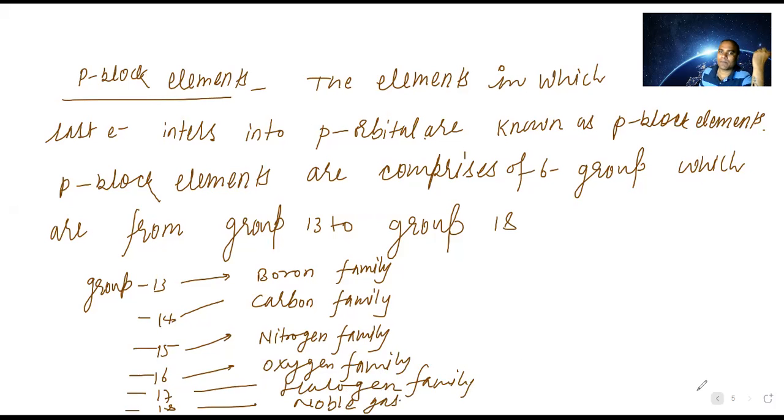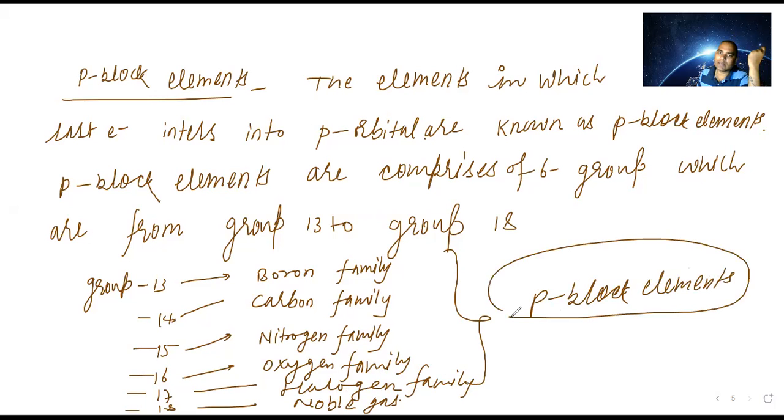All these 6 groups are known as P block elements. If you ask why they are known as P block elements, it is because the last electrons are entering into the p orbital. Is it okay? Yes or no? Yes, sir. Now, I'm not going into very much detail, otherwise we can go into detail also.